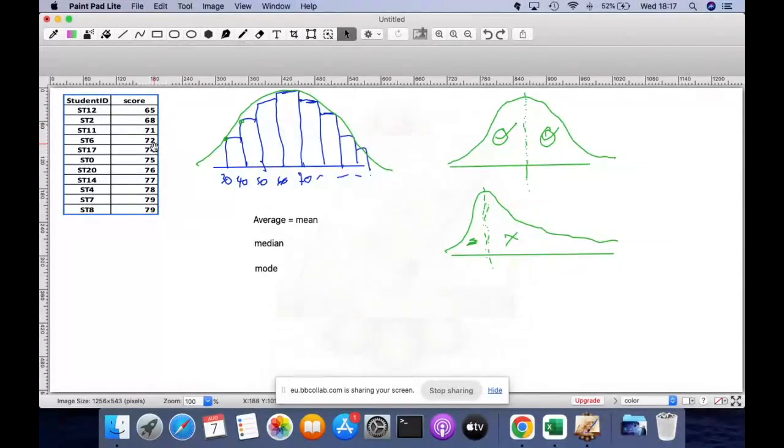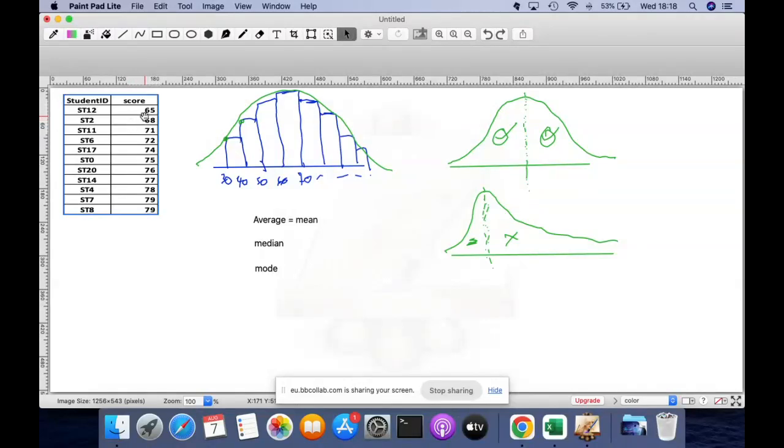The table on the left is going to come in. What you have on the table is a bunch of students with their student ID. The first column is their student ID, ST12, ST2, etc. You may notice the student ID is not ordered, and there's a reason for that. The score for each student, which could be for an economics test or any other test, is what is ordered, and that's more important. Student 12 scored 65, student 2 scored 68. Whatever you're trying to measure, that's what needs to be ordered.